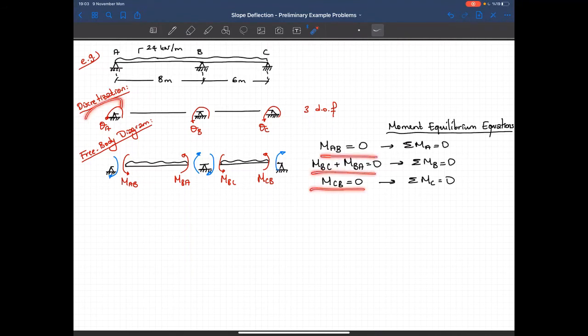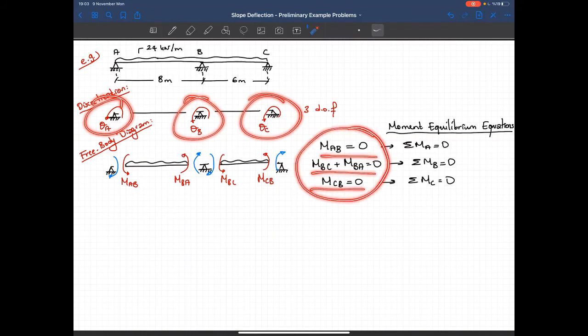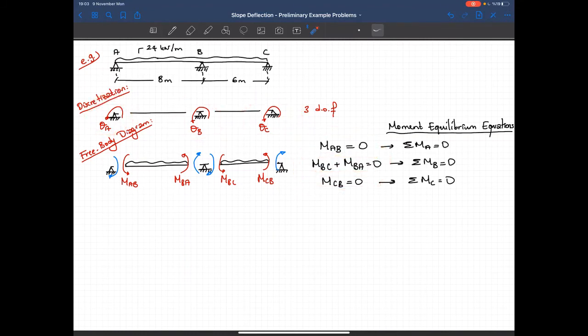And as you see, I got 3 unknowns and I have 3 equilibrium equations. Remember that while writing the slope deflection equations, I didn't use the information that MAB is equal to 0. Instead, I apply this requirement while writing the equilibrium equations. Alright, so I didn't use any modified case in that case. Now let's write down the slope deflection equations.